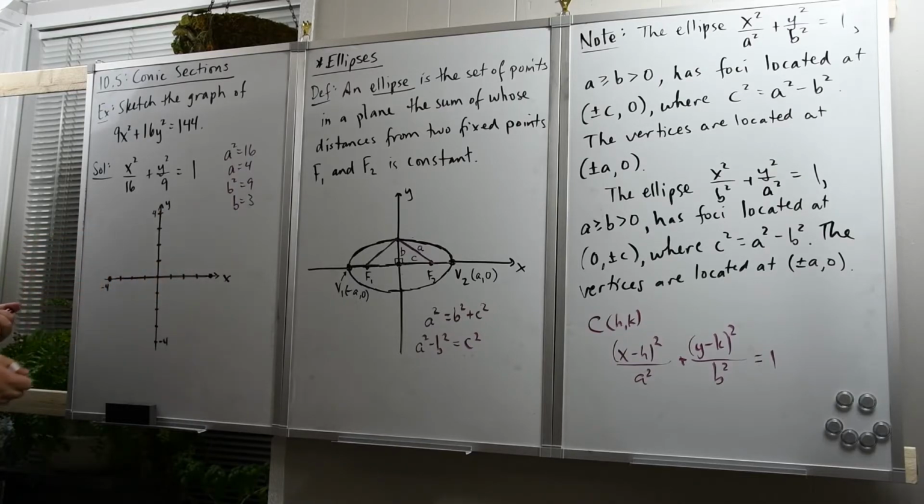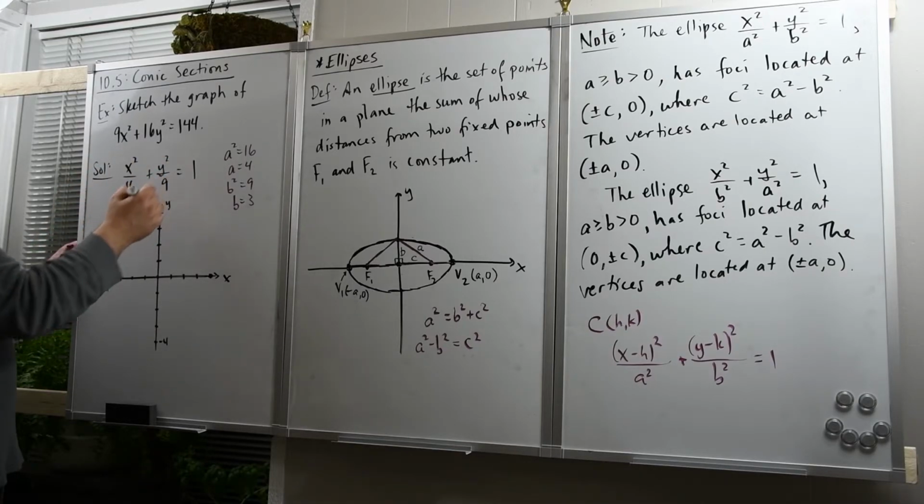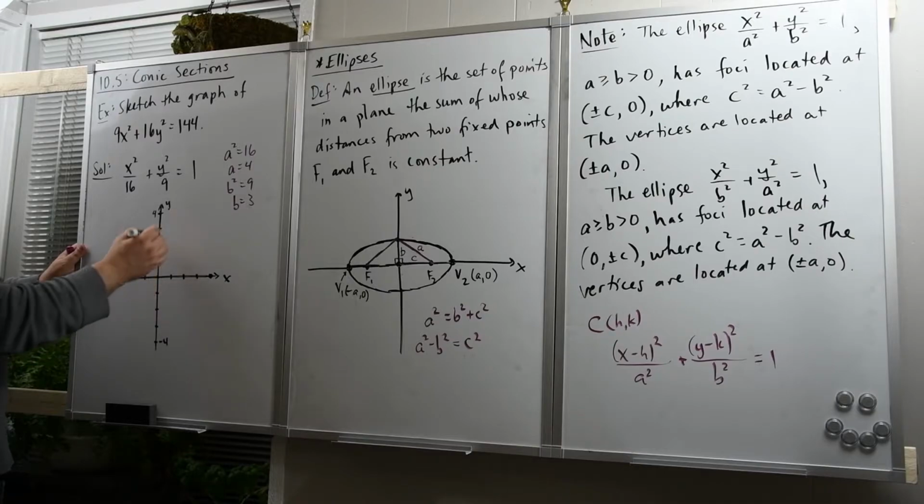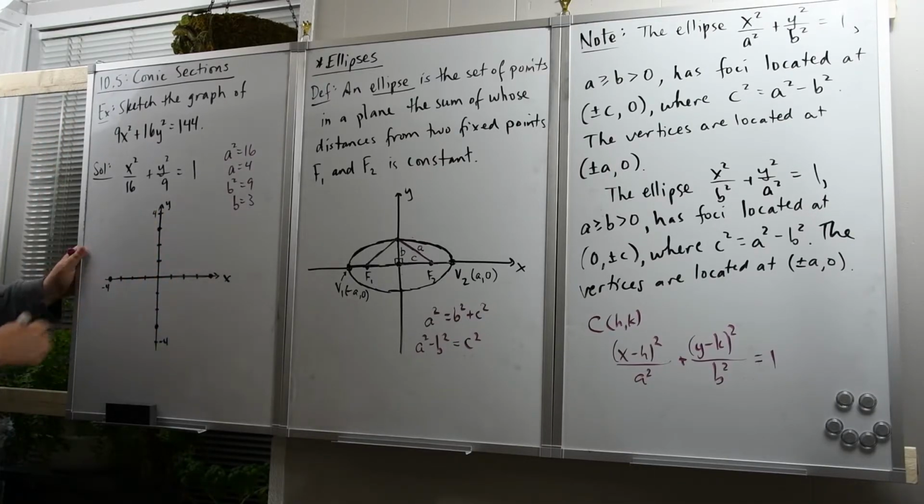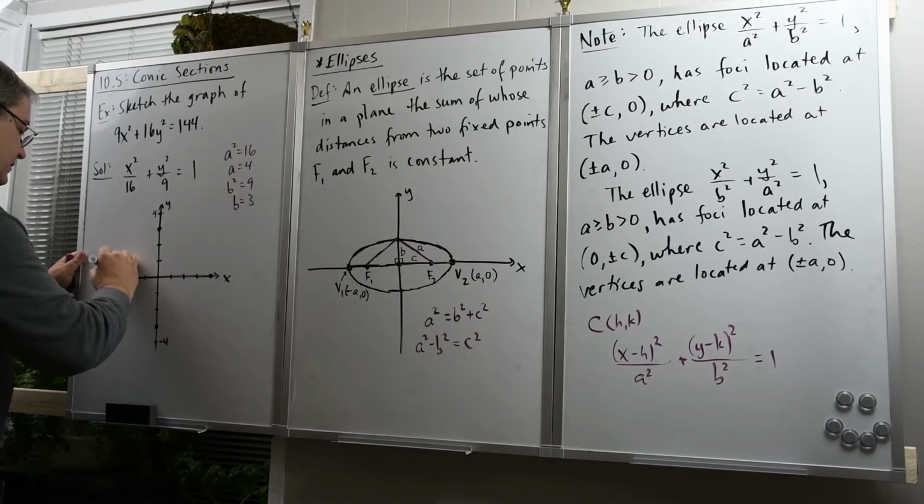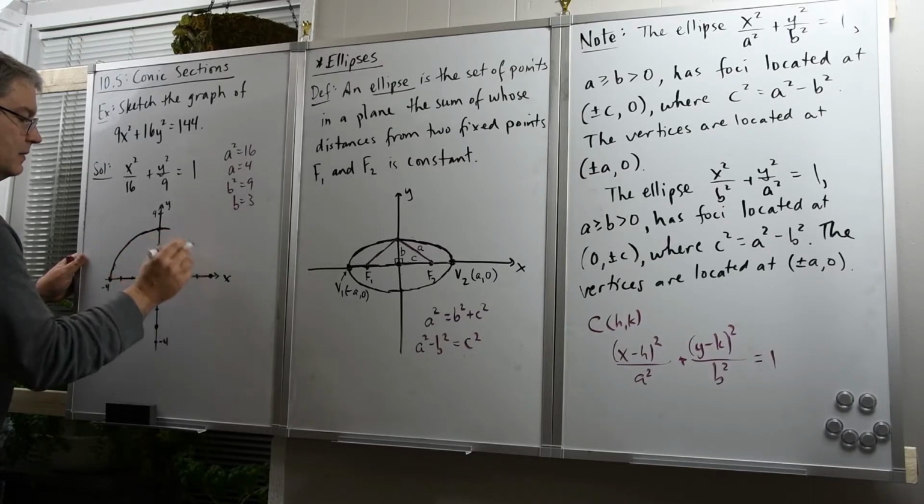Now these are going to be the vertices of this given ellipse. We then take a look at the 9 that's underneath the y squared. Square root of 9 gives us 3. So from the center, we're going to move up 3 units and down 3 units, and we'll plot those points. Now just do the best you can to draw the ellipse through these different points. It doesn't have to be perfect. This certainly won't be. But just do the best you can.